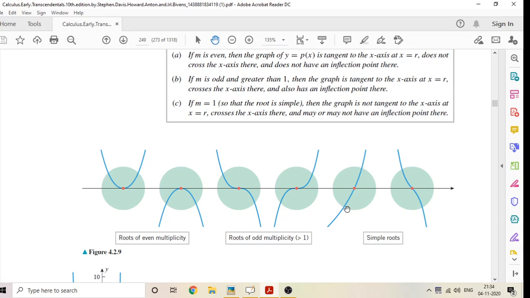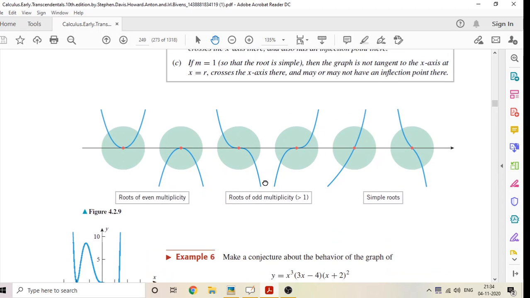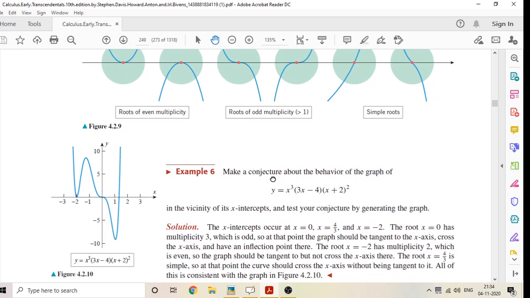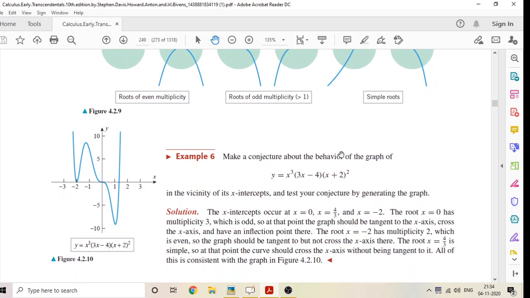Now the next section is sketching polynomials. So when you sketch polynomials, if there are repeated roots, you need to keep these things in mind. So let us do an example. This is just to identify the behavior. Just remember what the behavior is.